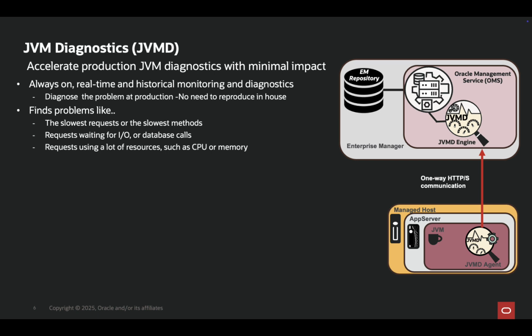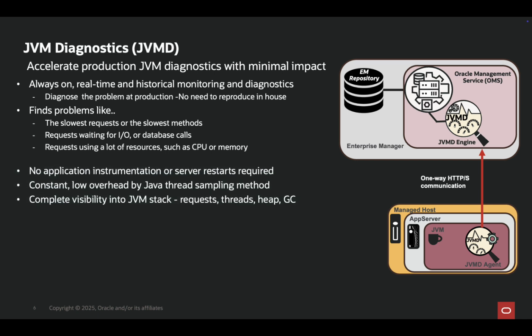Some key features. First of all, it is always on, available all the time. And you can find problems such as the slowest requests or the slowest methods, or requests waiting for I/O or database, or a request using a lot of resources such as CPU or memory. And no application instrumentation or recompiling is needed to use this tool. Therefore, no downtime is required in the application for the debugging.